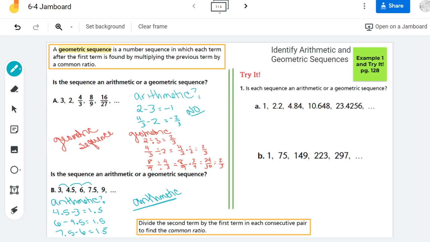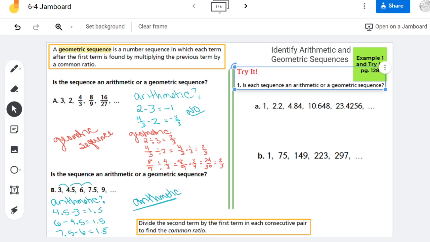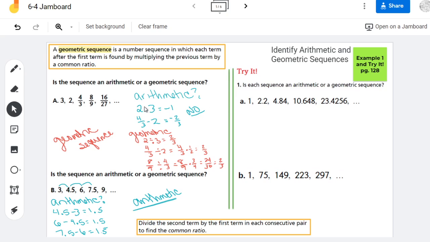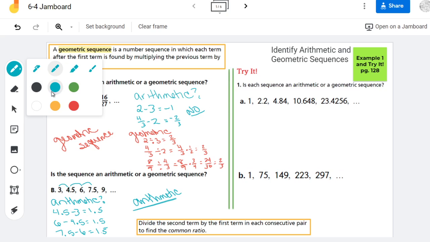So now on the right hand side here, I have a try it. So now let's give it a shot. I'm just going to move stuff around just to see if I can give myself a little more room. Alright, so now for A. First, let's check for arithmetic, I guess. So remember, I'm going to be doing some subtracting.